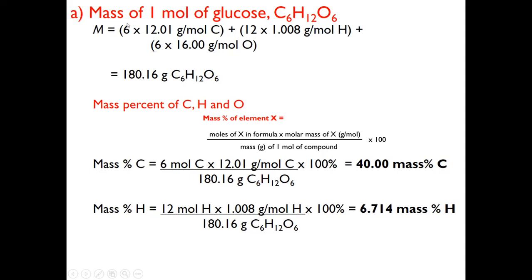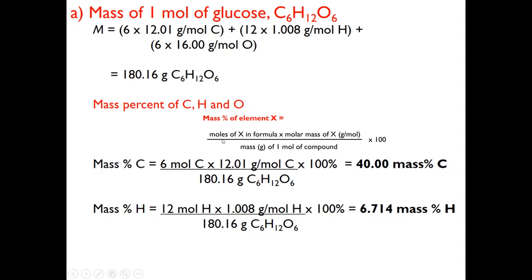And the answer is, for A, you need to find the mass of 1 mole of glucose first. How to find the mass of 1 mole of glucose? Okay, this is the RMM for carbon, so times 6, because here you have 6 carbon, plus 1 times 12, because here you have hydrogen, 12, plus 6 times 16. Then you get 180.16 gram.